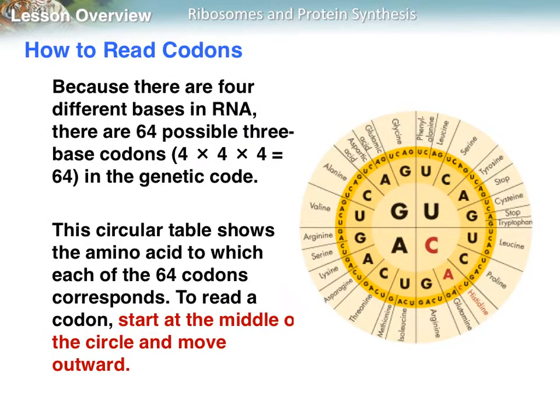There are 4 different bases in the RNA, and that makes 64 possible 3-base codons. 4 times 4 times 4 makes 64. That's how probability works. So there are 64 possible codons, and to read this table, you start at the center. We look at A, and then the next base is C, and the next base might be A. So ACA is our codon that corresponds to the amino acid threonine.